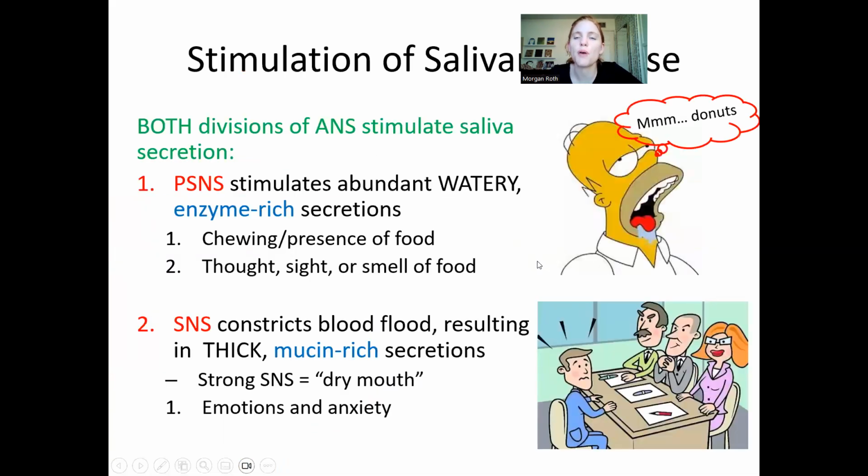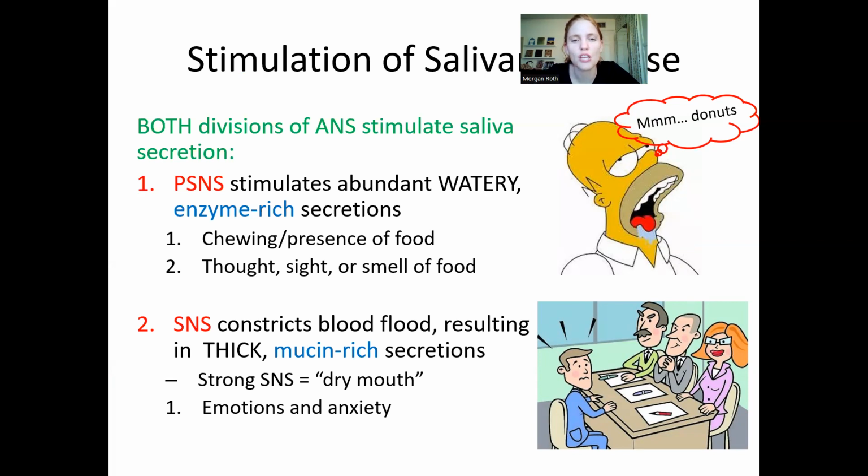Okay, so let's talk about control of saliva release, right? This is going to have both intrinsic and extrinsic stimulation, but I want to focus on the stimulation from the autonomic nervous system, because this is an interesting example where our typical relationship of one says go, one says stop doesn't apply.